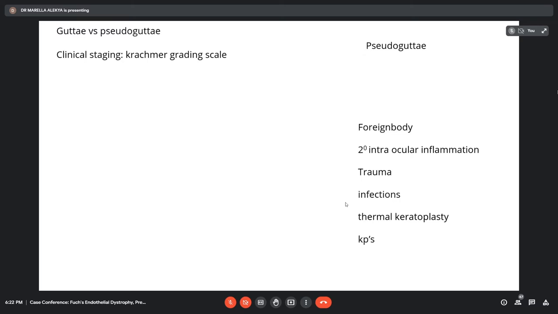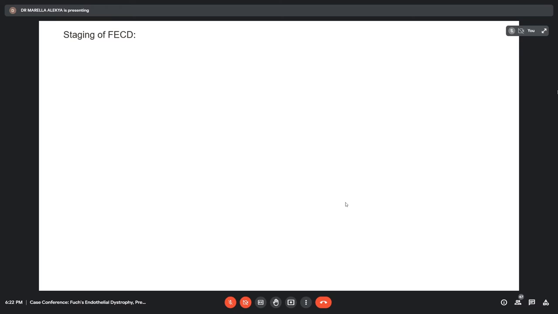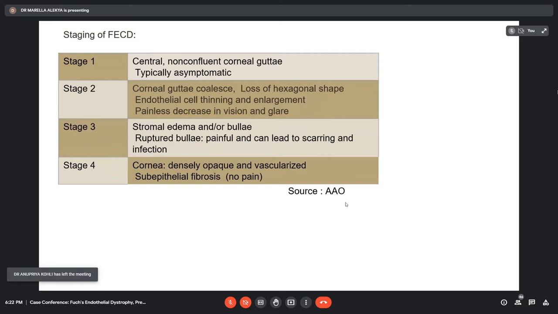Staging of Fuchs endothelial dystrophy. Stage 1 is non-confluent central guttae, and patients are typically asymptomatic. In stage 2, the central guttae coalesce, and there will be loss of hexagonality. And here, painless decrease in vision occurs. In stage 3, stromal edema with or without bullae occurs. If there is ruptured bullae, pain will be seen and painful attacks are seen. In stage 4, the cornea will be densely opaque and vascularized. Here, subepithelial fibrosis happens, and this is where a patient experiences painless attacks.